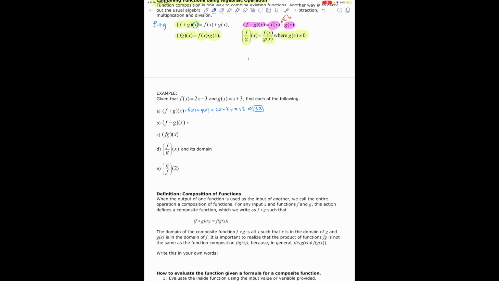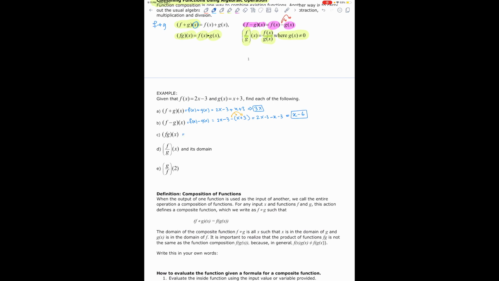Next, f minus g of x is basically f of x minus g of x. So here, f of x is 2x minus 3 minus open parentheses, g of x is x plus 3. And here is where distributing the negative is very important. So we're going to have 2x minus 3 minus x minus 3. So if we combine like terms, 2x minus x is x, negative 3 minus 3 is negative 6. So that is the final answer.